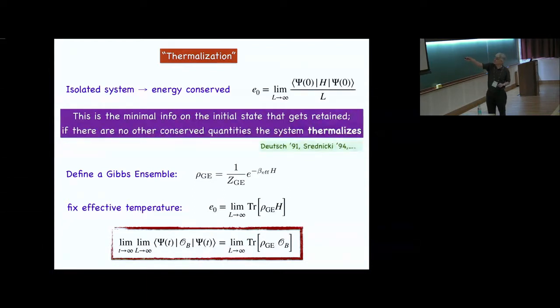Now, if there are no other conserved quantities apart from energy, then we say the system thermalizes. What does that mean? It means the following. Define a Gibbs ensemble. I can write it as a mixed state. So this density matrix here is a normalization, 1 over the partition function, times e to the minus some parameter times the Hamiltonian. That's the density matrix of a Gibbs ensemble, an equilibrium ensemble of quantum statistical mechanics. This parameter here, I call it beta_f. It's a free parameter at this stage.